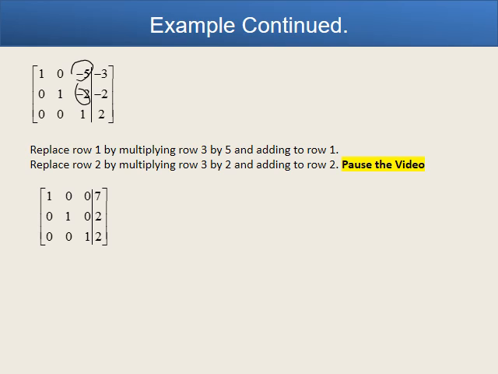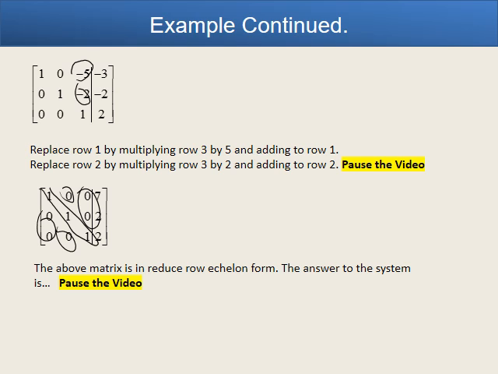Notice this is in reduced row echelon form. We have a diagonal of 1s, and then vertically notice that all the coefficients other than 1 are zeros. We can now read off our answer. And that answer to the system is, pause the video, x is equal to 7, y is equal to 2, and z is equal to 2.